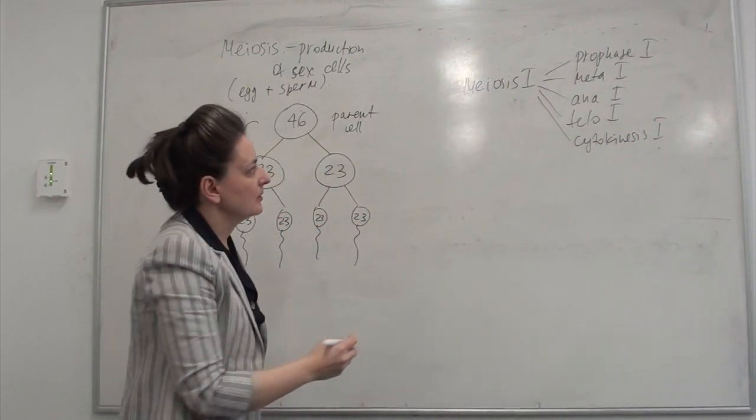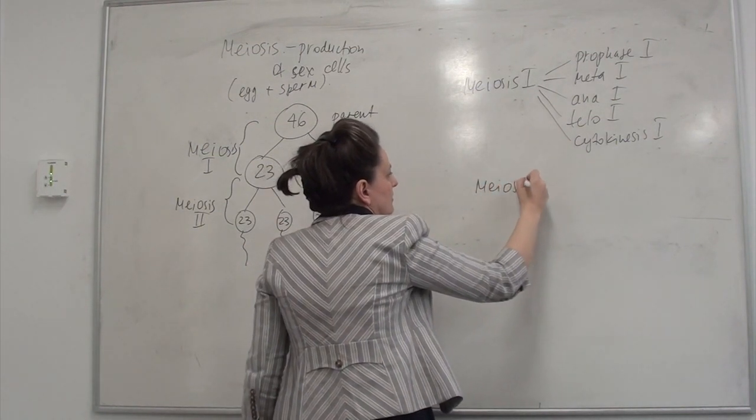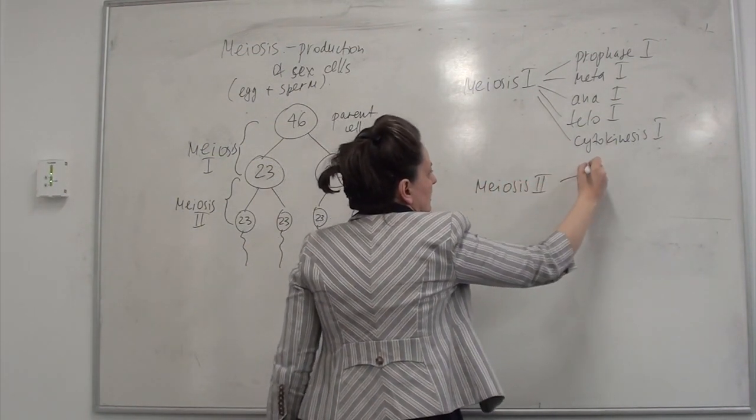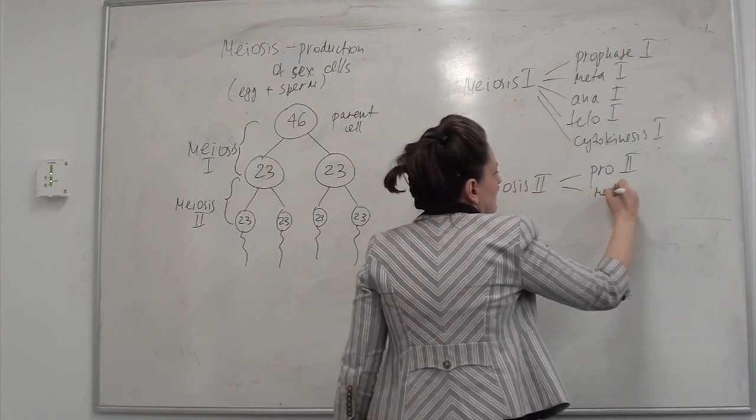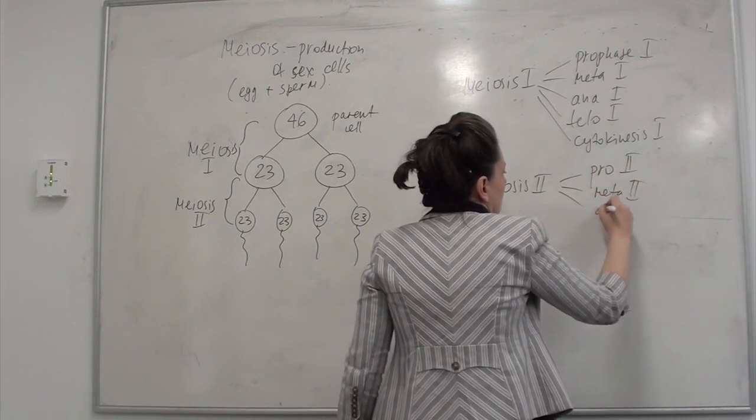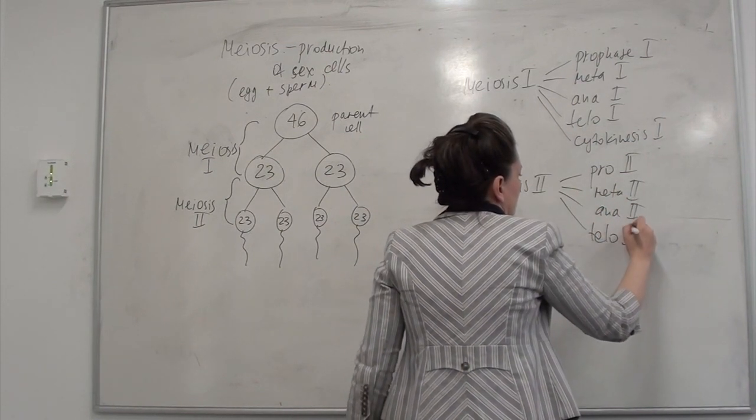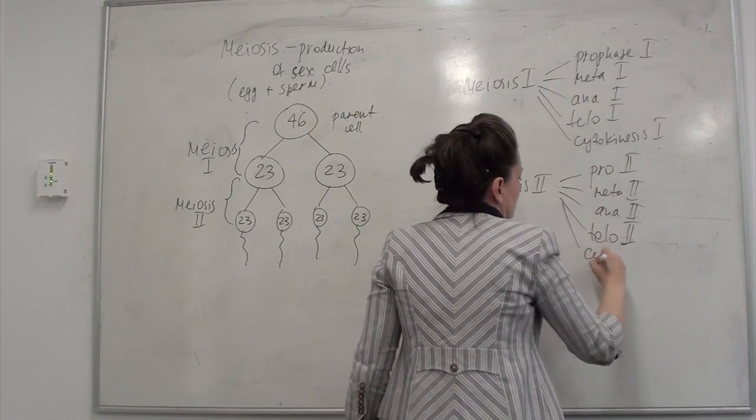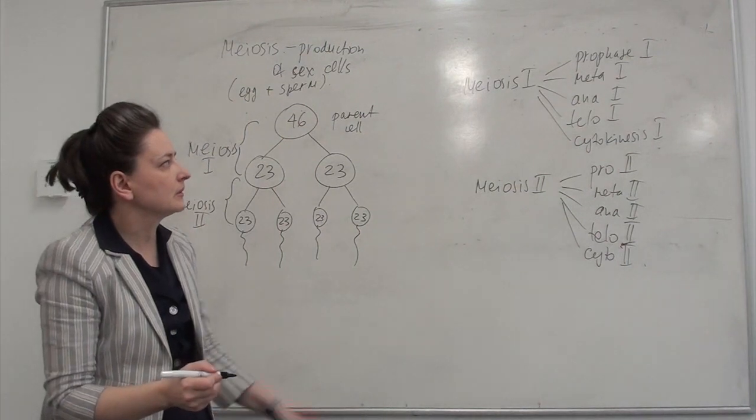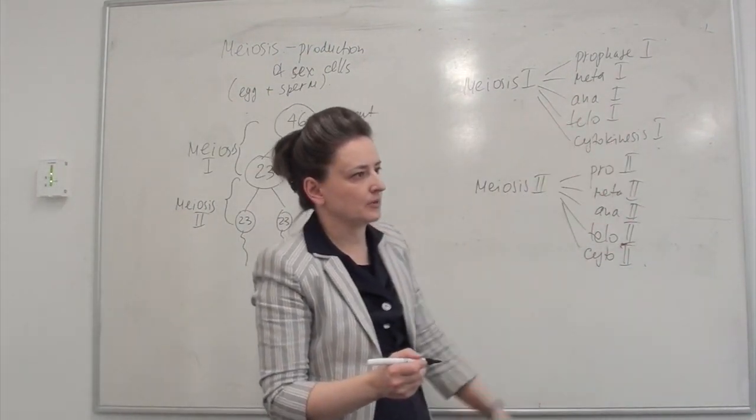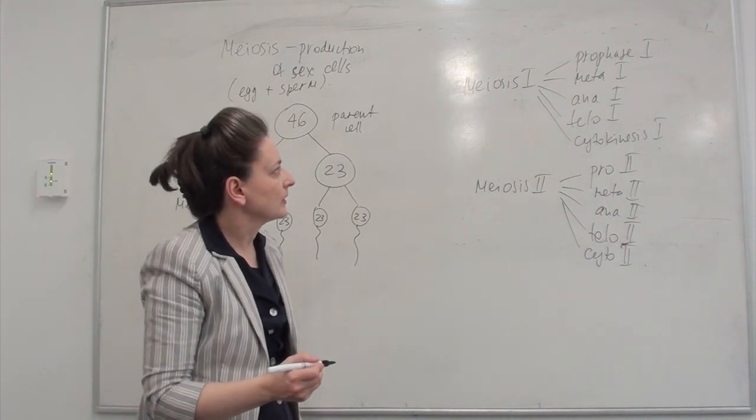And then the same thing is going to happen in meiosis 2. So you're still going to have your pro, but this time you have 2 after everything. Meta, ana, telo, 2 and cytokinesis. I'm just using a bit of shorthand, but in the assignment make sure you put the full names of the stages, not just meta, ana. I'm just trying to save a bit of time.